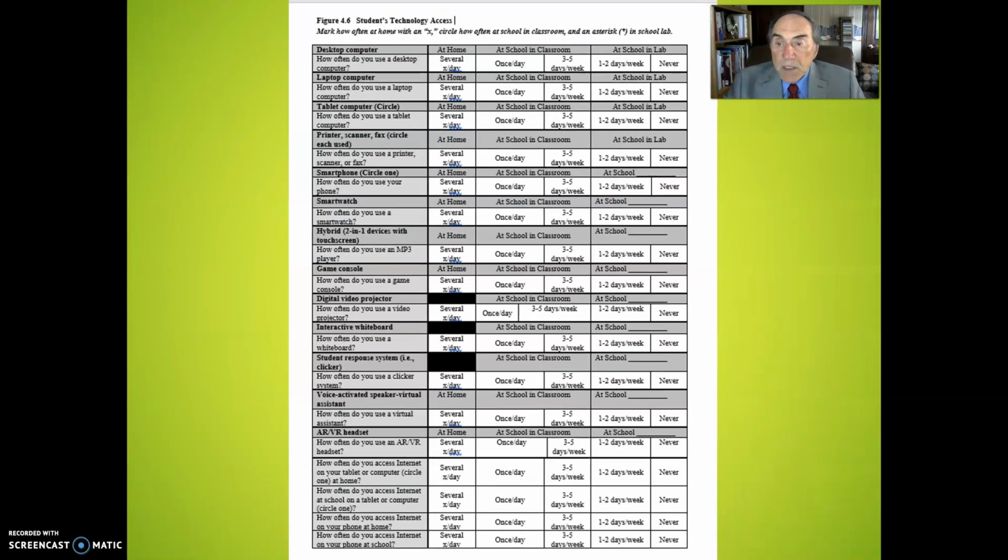To obtain specific technology access and ownership data on your students and parents, you should survey their internet access and device ownership, as well as equity opportunities at school and home.